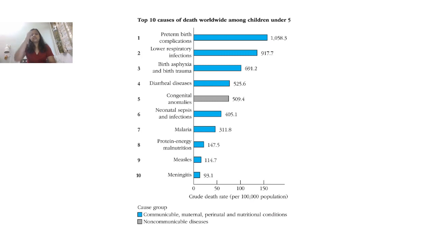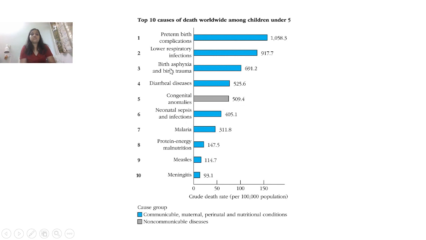So here is a list of the top 10 causes of death worldwide among children under 5. Here you can see what the top 10 causes of death are. First, it is preterm birth complication. Second, lower respiratory infection. Third, birth asphyxia and birth trauma. Fourth, diarrheal disease. Fifth, congenital anomalies.